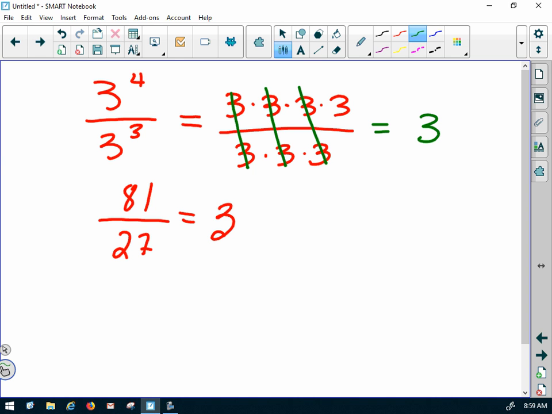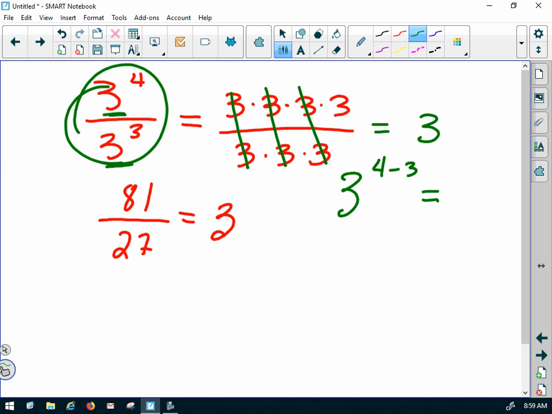Now, but do I even need to write it out in expanded form? No. Because as Gavin said, if I'm dividing like bases, what do you think I do to those exponents? I subtract them. So this is 3 to the 4 minus 3, which is 3 to the first, or 3. Good.